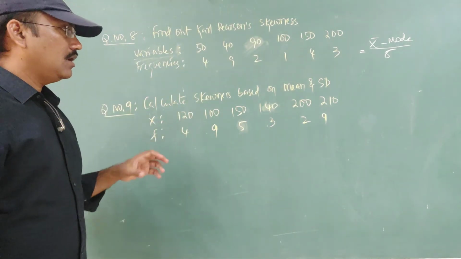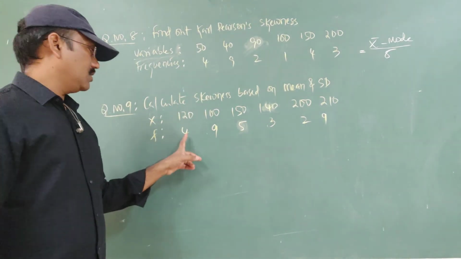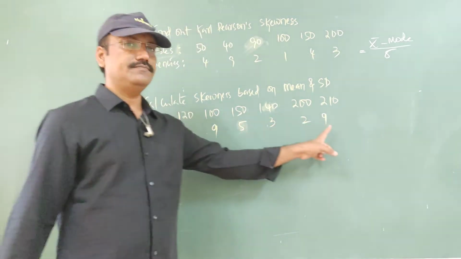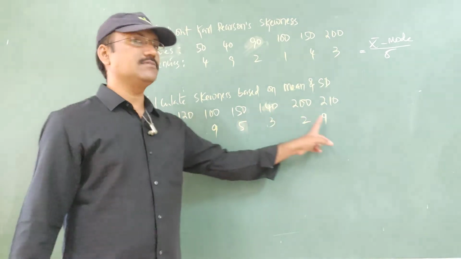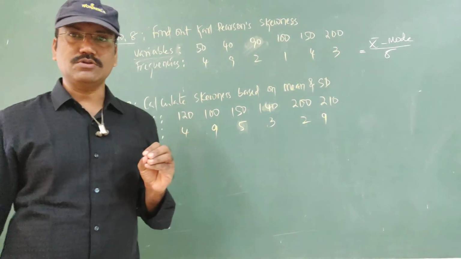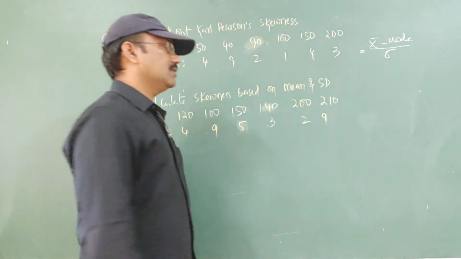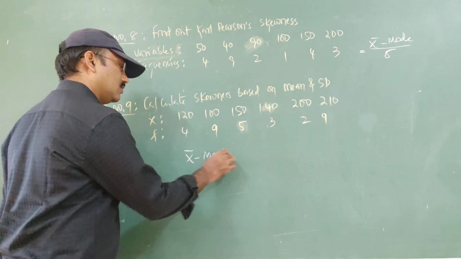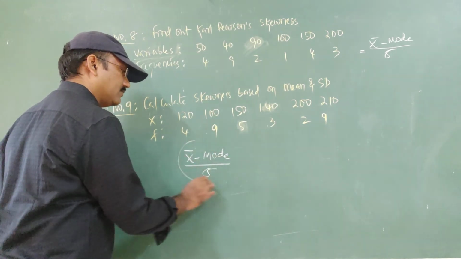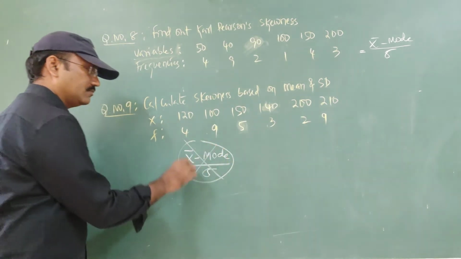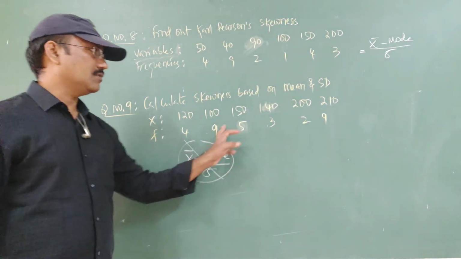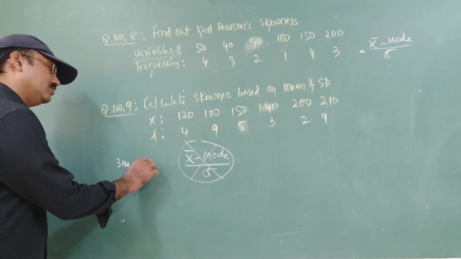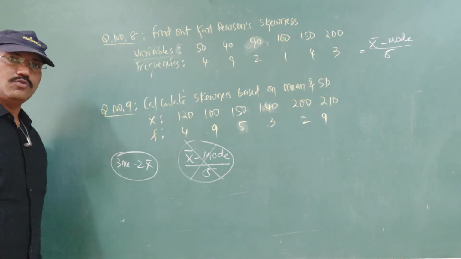Now the question is how to find the mode? Mode is the highest frequency. But in this question the frequencies are 4, 9, 5, 3, 2, 9. Highest frequency is 9 here, but 9 is repeated two times. So now you are not able to find the mode. So for this question, the formula mean minus mode divided by standard deviation is not used, because your mode is not possible to find.